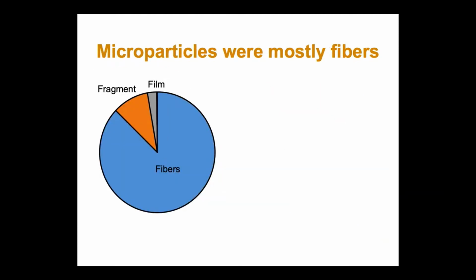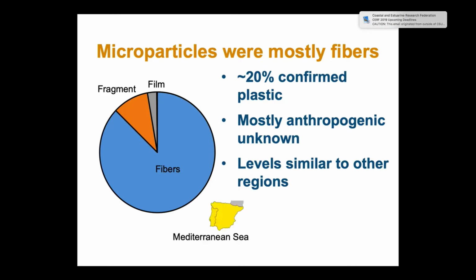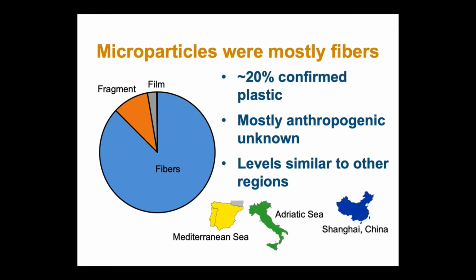This pie chart shows, again, the breakdown of the different shapes of microparticles that we saw in all of the fish samples combined. And they were mostly fibers. 20% we were able to confirm were plastic, and many were in the anthropogenic unknown category, which Meg mentioned means that they were dyed, but we couldn't confirm whether they were plastic or not. The levels that we saw in the fish from San Francisco Bay were similar to other studies around the world of other small fish. This includes the Mediterranean Sea, the Adriatic Sea, as well as Shanghai, China.